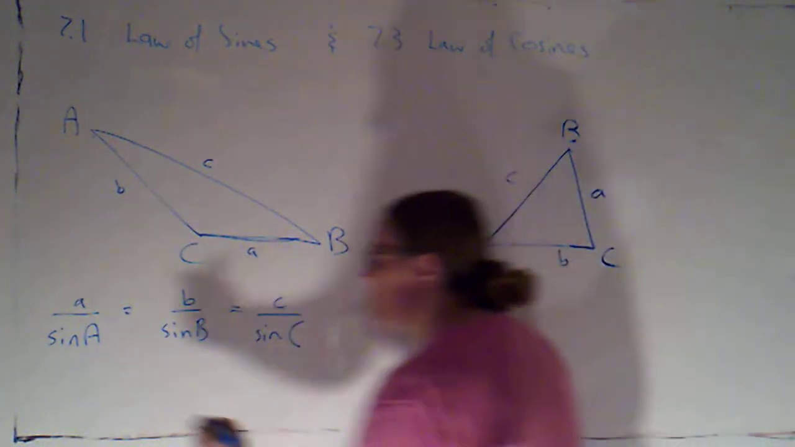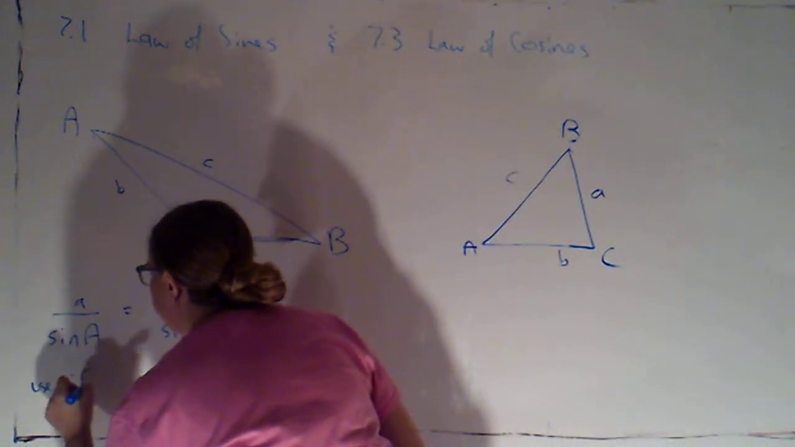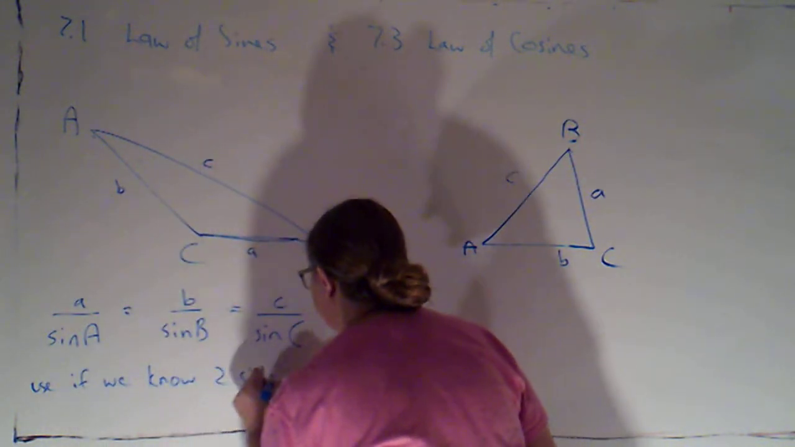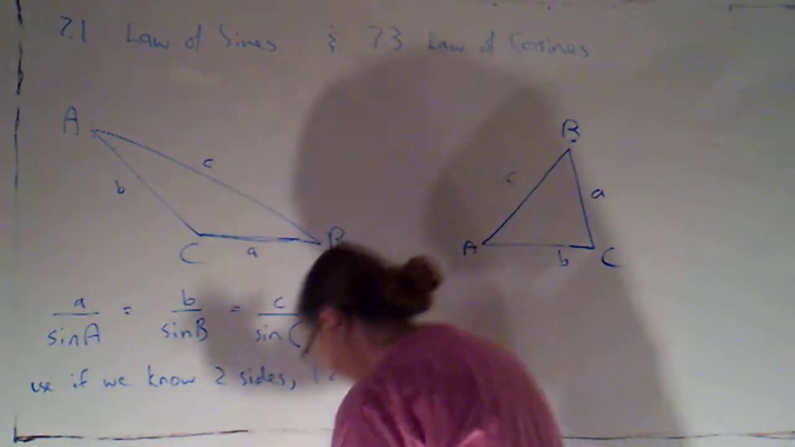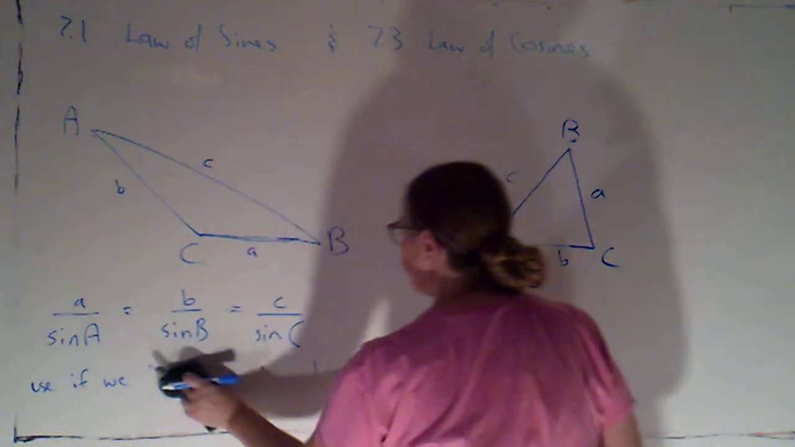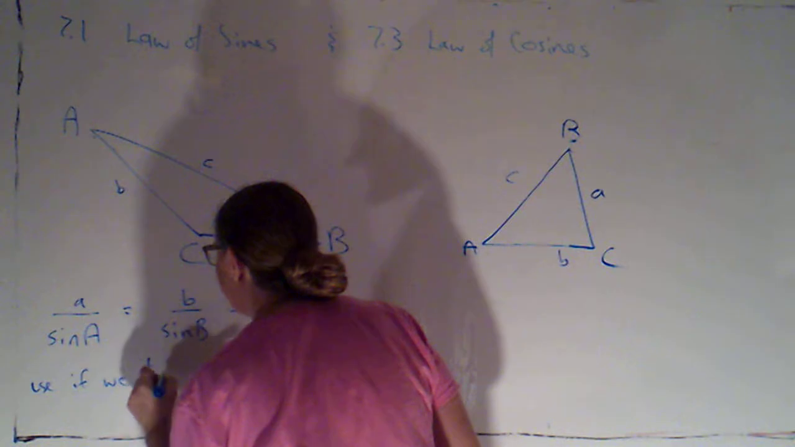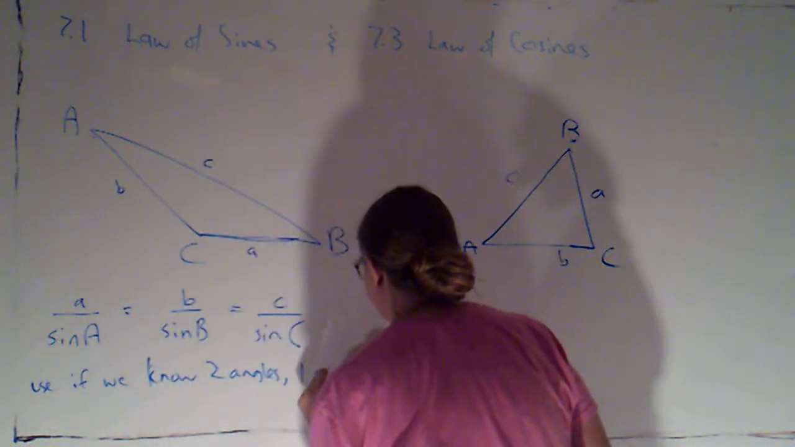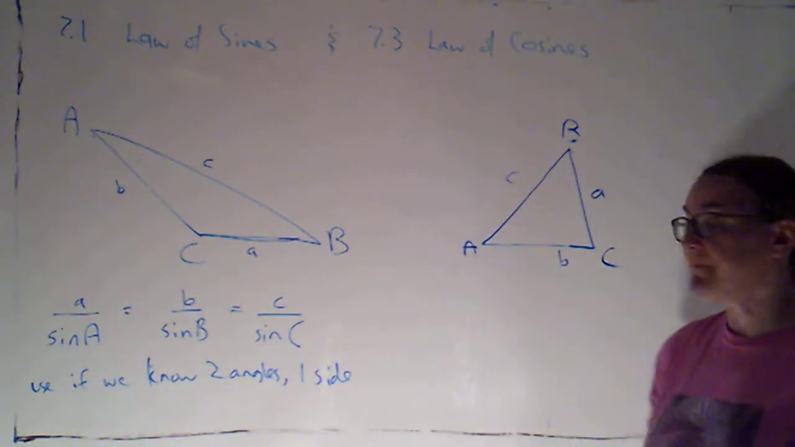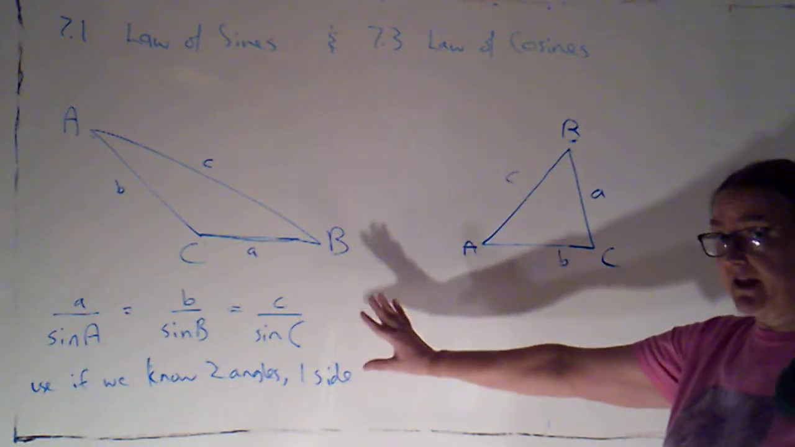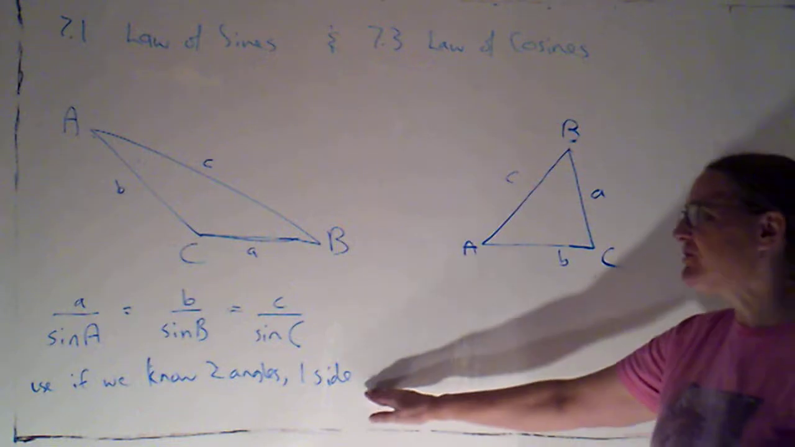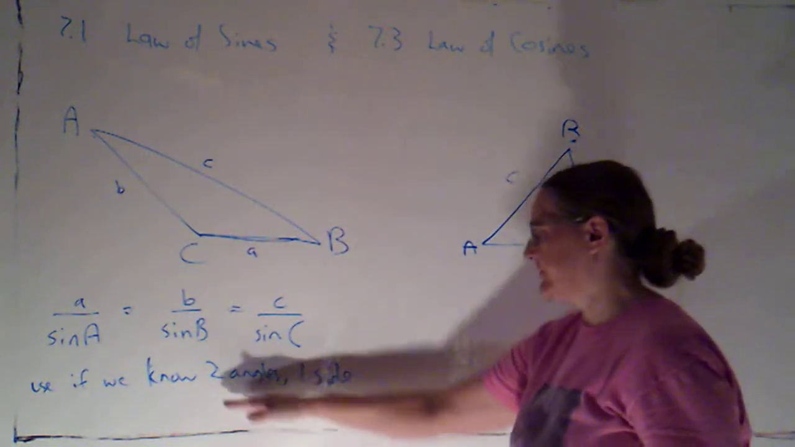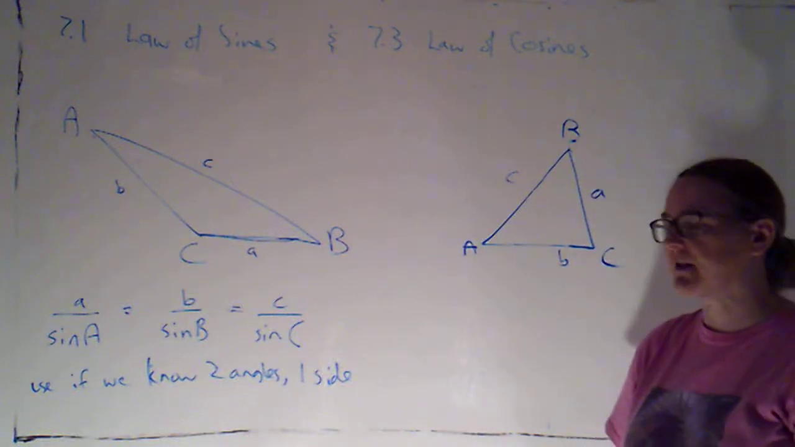We're going to be using this if we know two sides and one angle. I'm sorry, I said that backwards. We're going to be using this if we know two angles and one side. Okay. Now again, on the final exam, at least for spring 2020, I will tell you when to use law of sines. But it's kind of nice to just know that's the general rule. If I know two angles and one side, I'm going to be using law of sines.